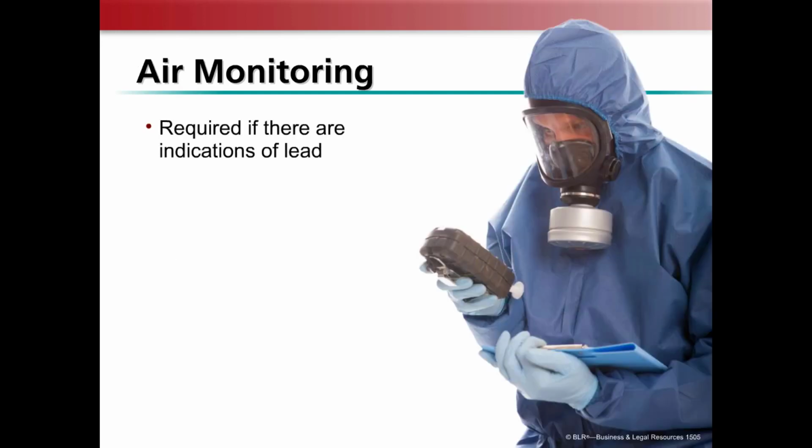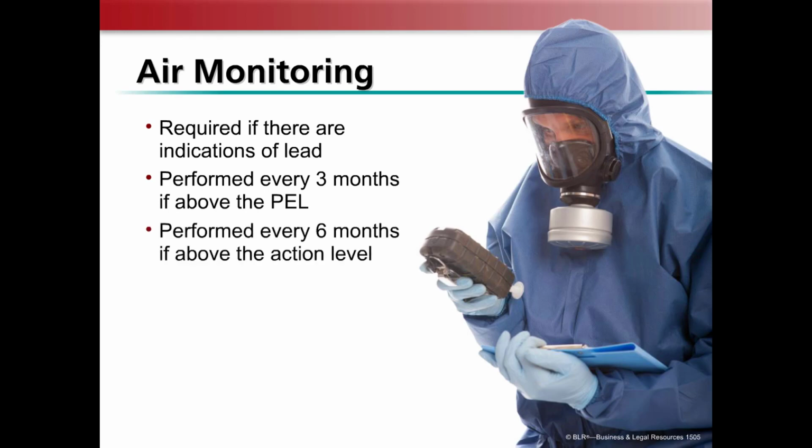OSHA requires air monitoring of employee exposure if there are any indications of dangerous lead levels, such as an employee with symptoms that could indicate lead exposure in the work area. If monitoring indicates exposure above the PEL, monitoring must be repeated every 3 months. If initial monitoring indicates exposure between the action level and the PEL, monitoring must be repeated at least every 6 months. If monitoring shows lead concentrations below the action level, no further monitoring is required unless there are changes in the workplace. Whenever any changes in the work area could lead to new or added exposure to lead, OSHA requires us to conduct monitoring again.